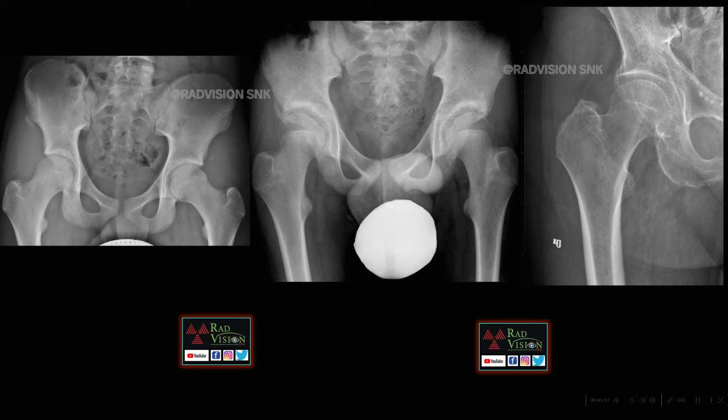And these are different cases of trauma which are having subtle findings. So here you can see in the first case, there is anterior superior iliac spine fracture. Here you can see this is the anterior superior iliac spine fracture. This is anterior inferior iliac spine fracture, and here you can see this is the minimally depressed greater trochanteric fracture. So these are all three subtle fractures which are often missed.